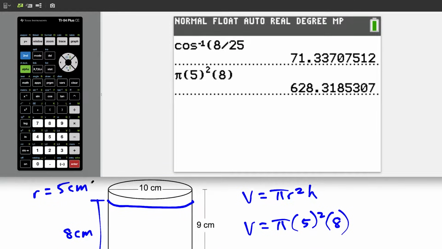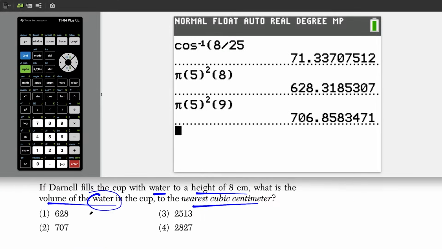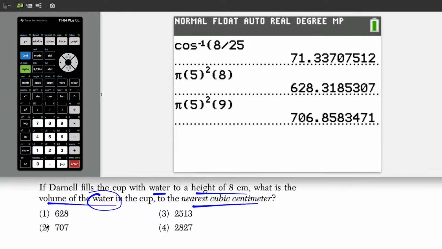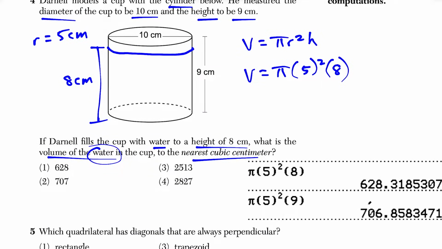Now, one thing to be mindful of here, if you're not careful, it's very tempting here to just plug in pi times 5 squared times 9, just finding the volume of the whole thing. And notice that if you round to the nearest whole number, you're going to get 707. But just be very, very careful here, okay? This is a very dangerous bear trap. So you have to read these questions very carefully. We're just finding the volume of the water in the cup. We're not finding the volume of the whole cup. So remember, this answer is no good. This is the bear trap. Our correct answer is the first one here. We're going to have 628 cubic centimeters, choice 1.